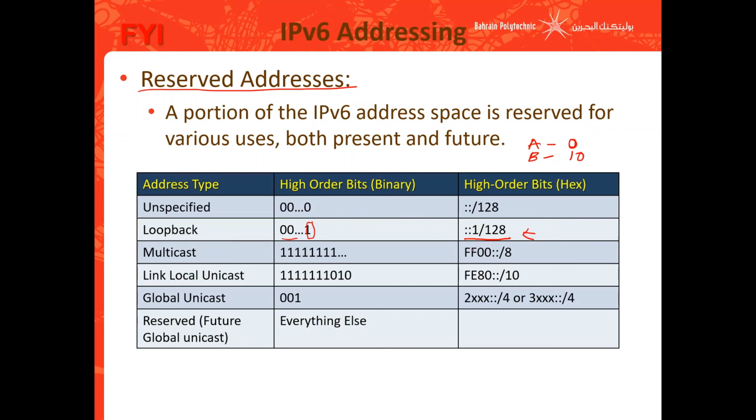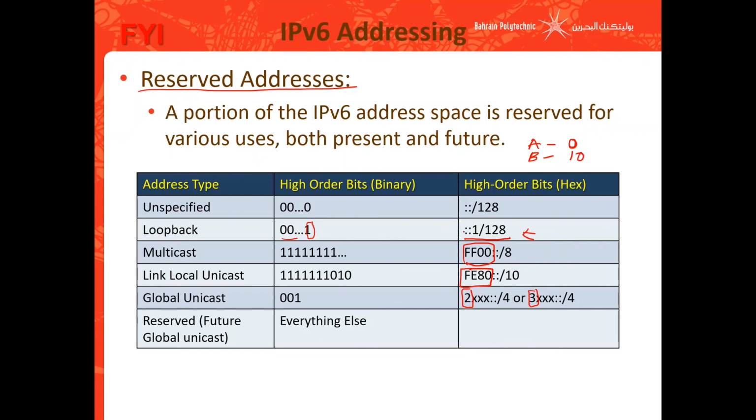Then you have an address that is for multicast. It would look something like this. Usually all the addresses used for multicast would have this at the beginning. The ones that are used for link local unicast always look like this. They always start like this. And then you have global unicast, always starting with a 2 or a 3, and then everything else is basically reserved for future use. I don't think you need to know this right now, but it will start making sense.